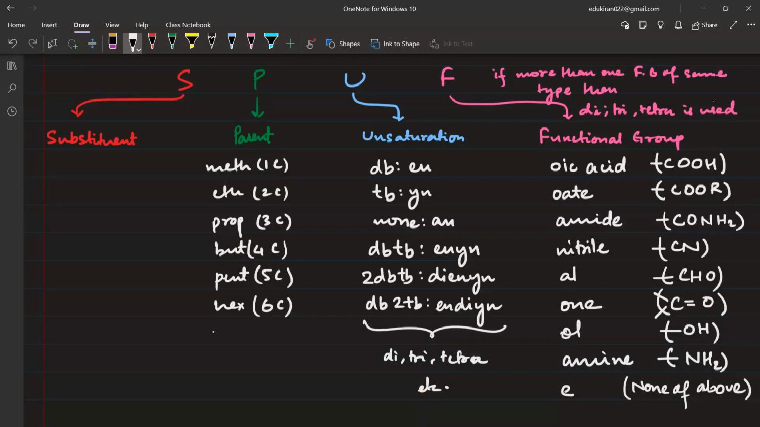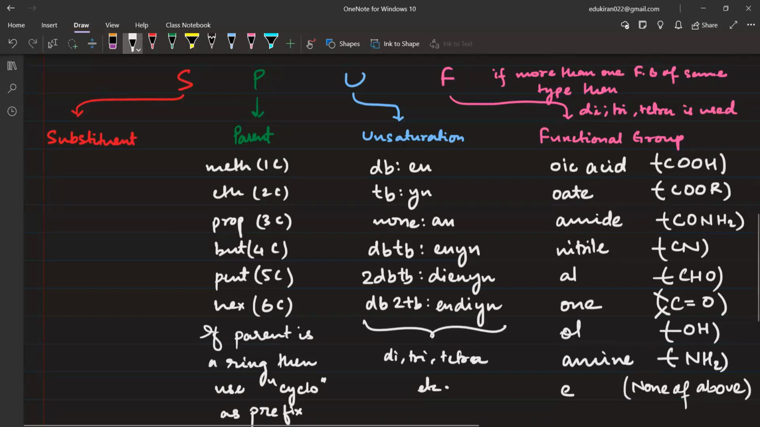From here you are going to remember, if parent is a ring, then use cyclo as prefix. Cyclo as prefix. Okay. Now in substituents, you have to remember a few things. For example, if you have NO2, then it is going to be nitro. If you have X, that means it is halo.